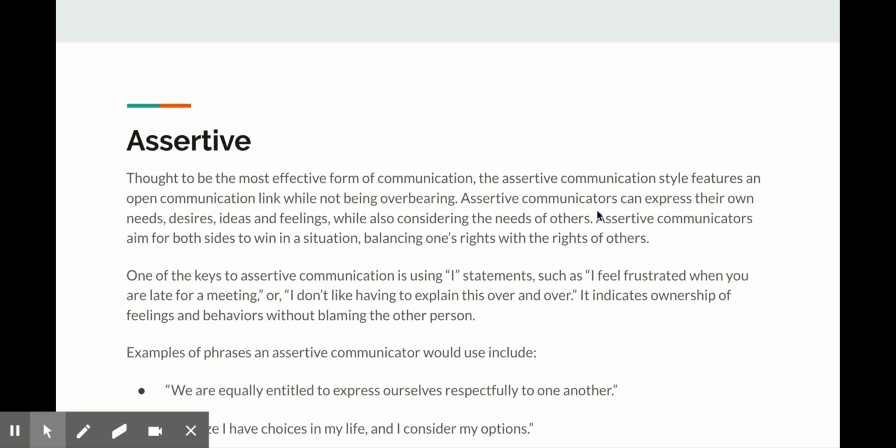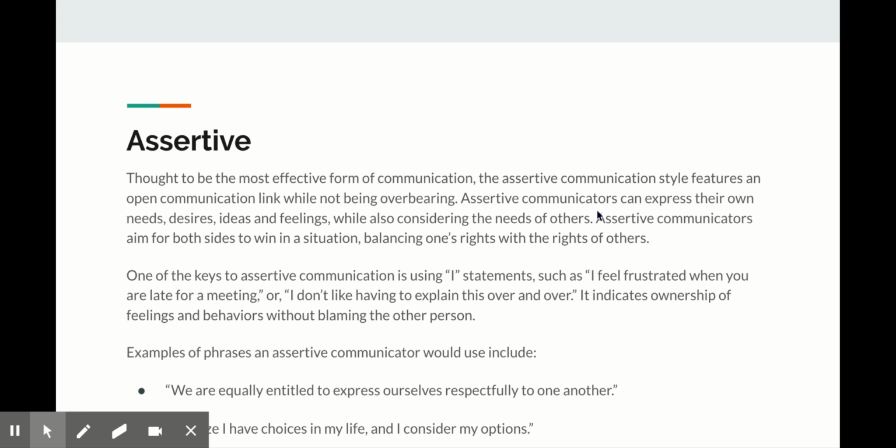All right, this is what we want to be. We want to be assertive communicators. This is the most effective form of communication because it's an open communication link while it's not overbearing, meaning that you're not stepping on people's toes or you're not being too intrusive. You're basically being open, but at the same time, you're speaking up for yourself, right?